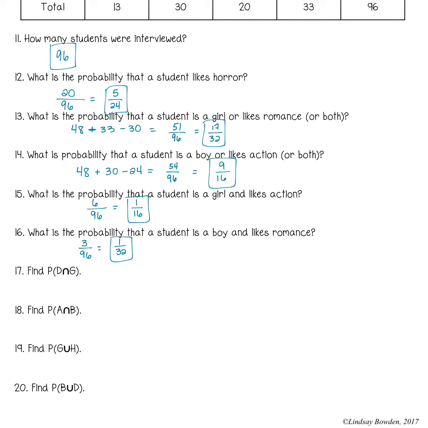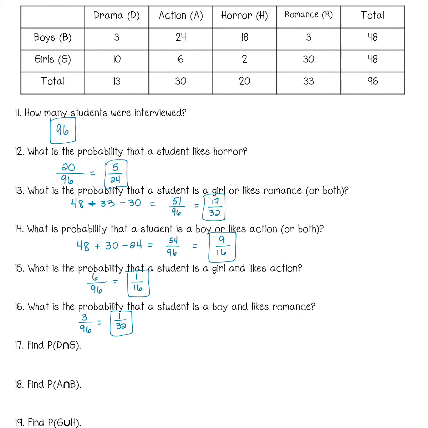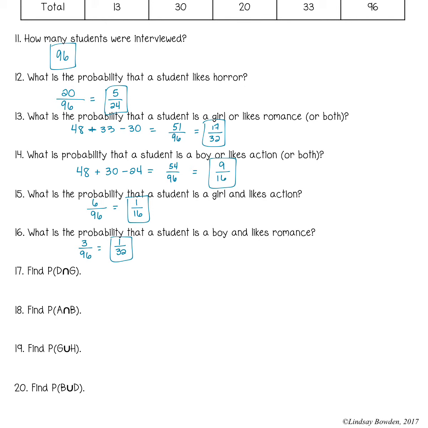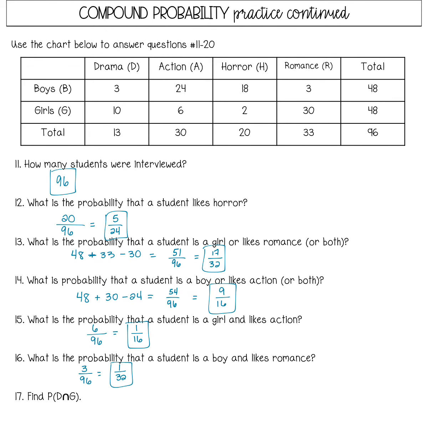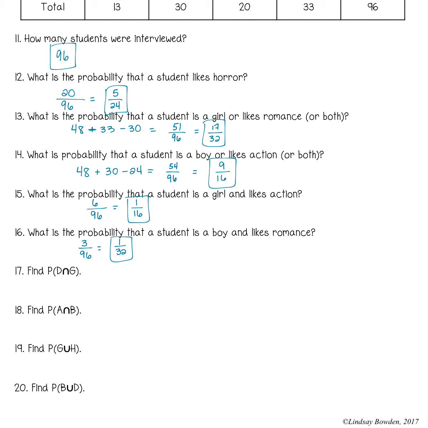Okay, they used a little bit of our set notation. Probability that they are, what was D again? Drama and a girl. So drama and a girl is 10. So we got 10 out of 96. Okay, divided, math frac, 5 out of 48.